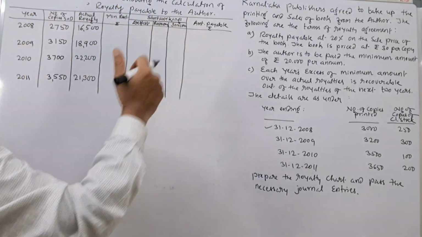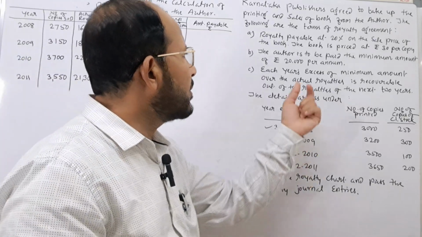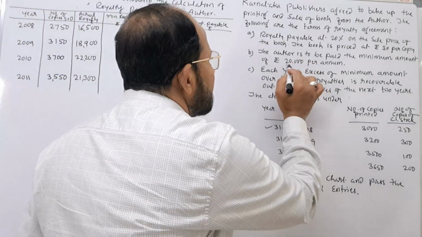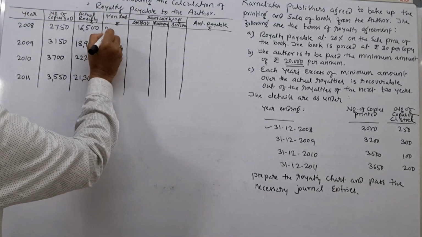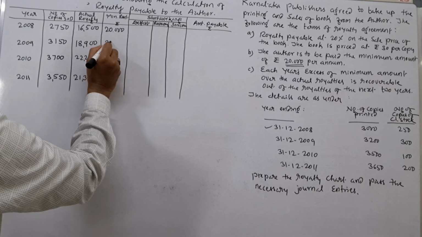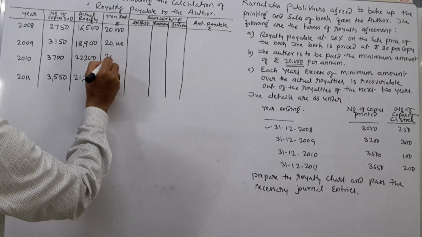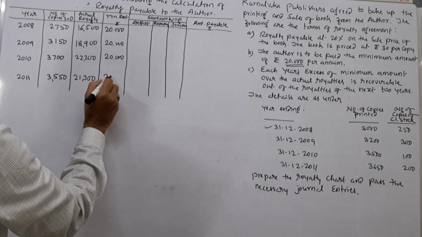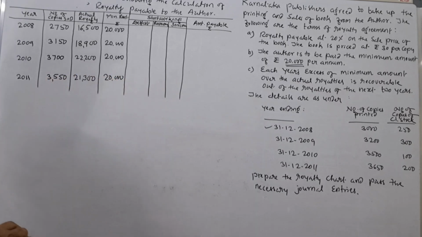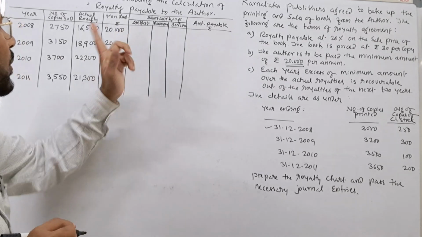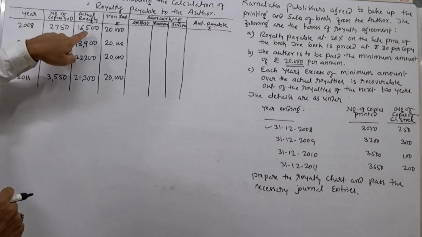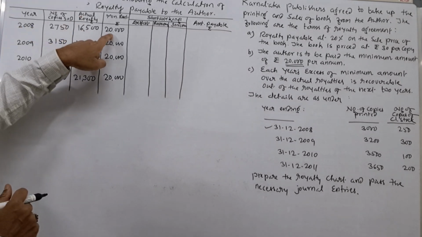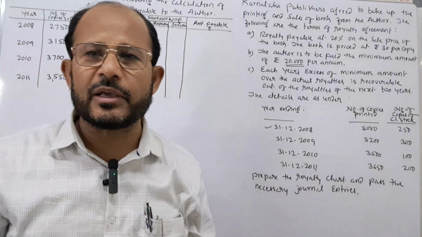Now we have to take the minimum rent which was fixed by the parties. See, minimum rent is how much? Rupees 20,000. For all the years we take 20,000, 20,000, 20,000 and 20,000. Next we have to find out deficit if any. In the first year, 2008, actual royalty is 16,500 and minimum rent is 20,000. Here the author is going to accept 20,000.